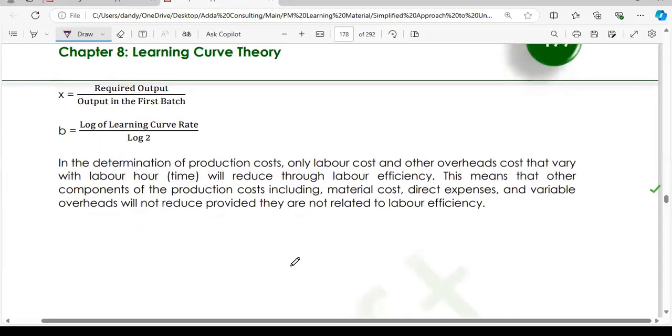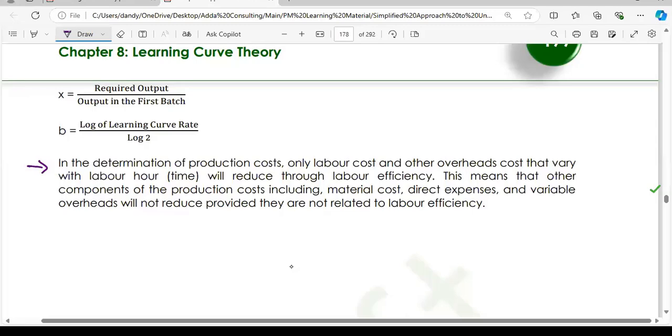Now, another important information you need to understand is that it is possible that you may be asked to determine production cost. So in the determination of the production cost, it is not only labor you are going to compute for. Okay, you also need to consider the variable costs, the overhead, all the direct expenses, then plus the labor cost.